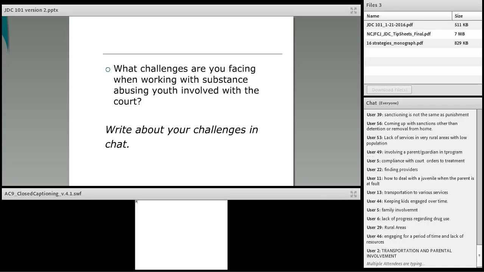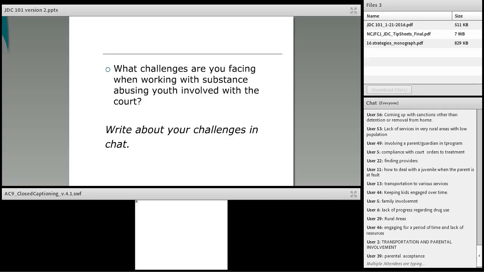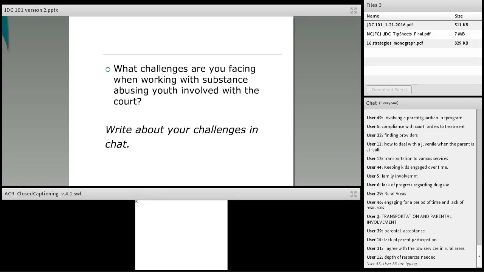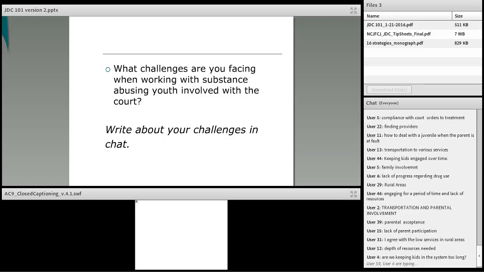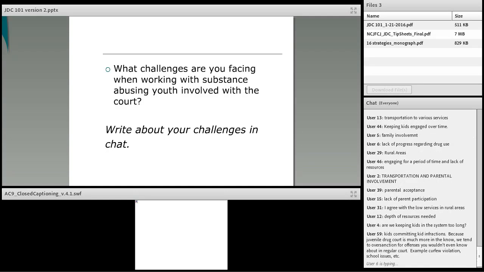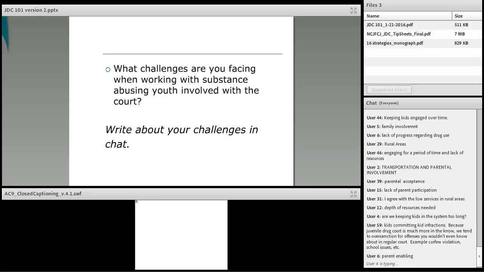Involving parents and guardians, sure. Compliance with court orders, coming to treatment, that's always a challenge because sometimes I think treatment providers really want the court to be like a big hammer for them to get kids to come in and be engaged over time. Correct. Transportation, yes.